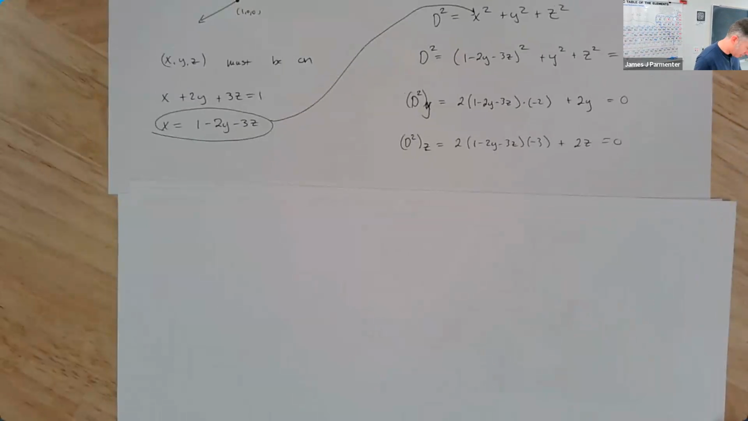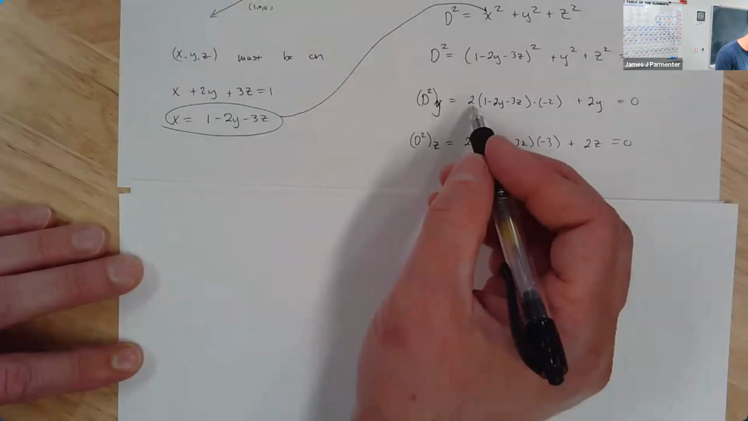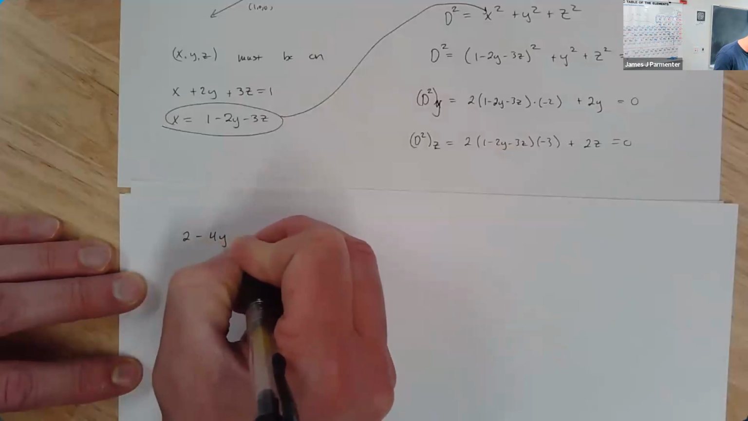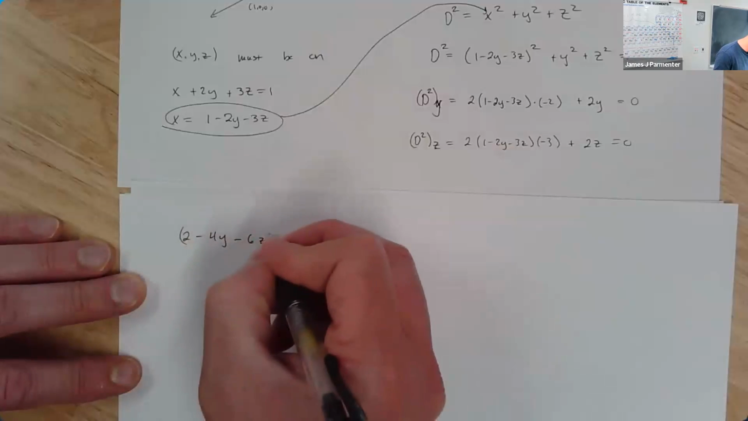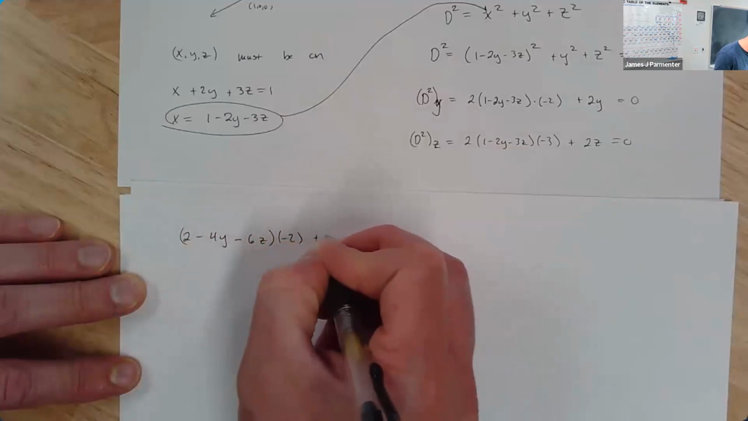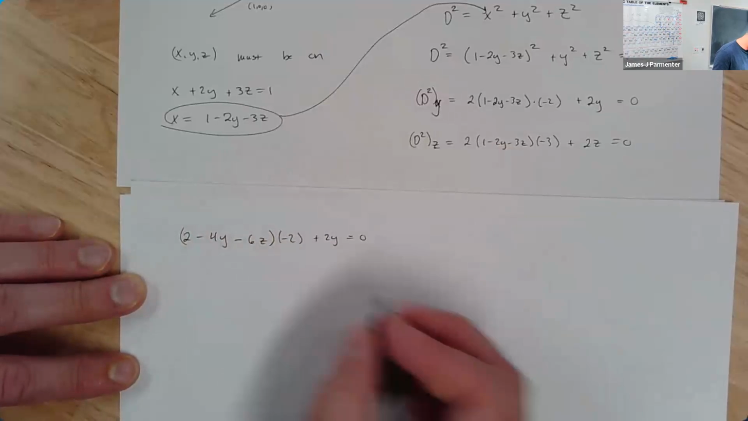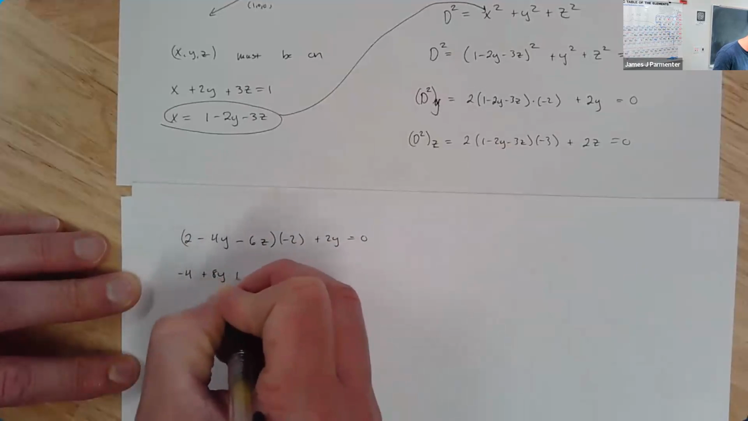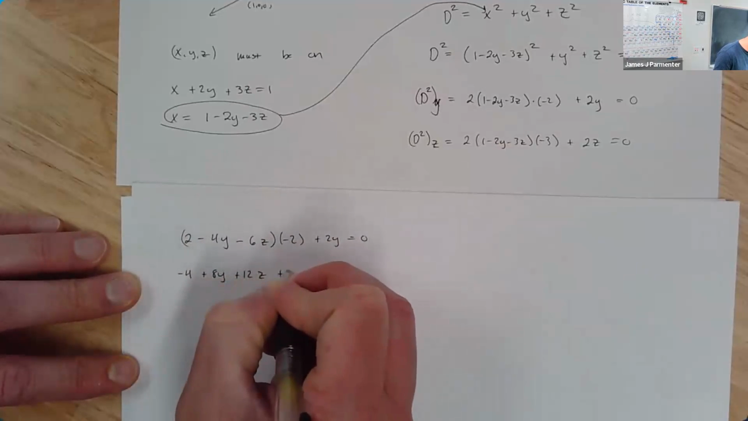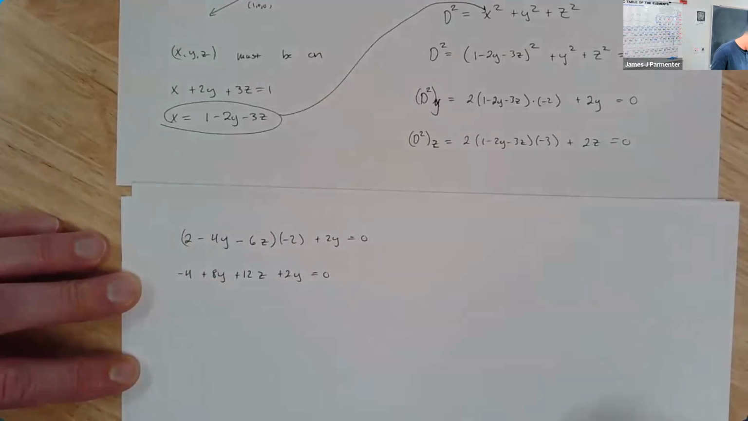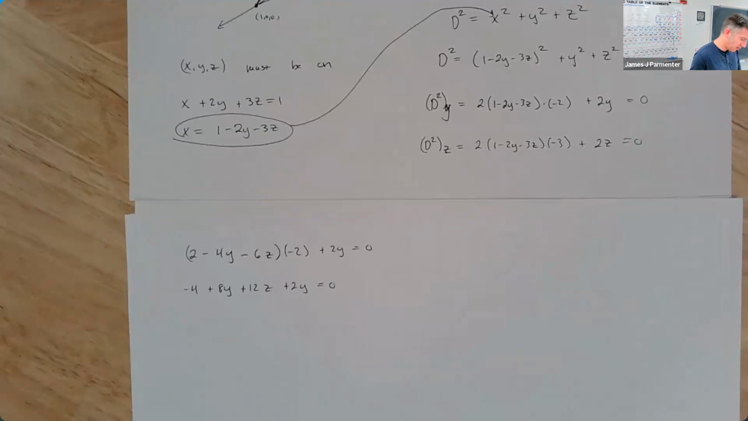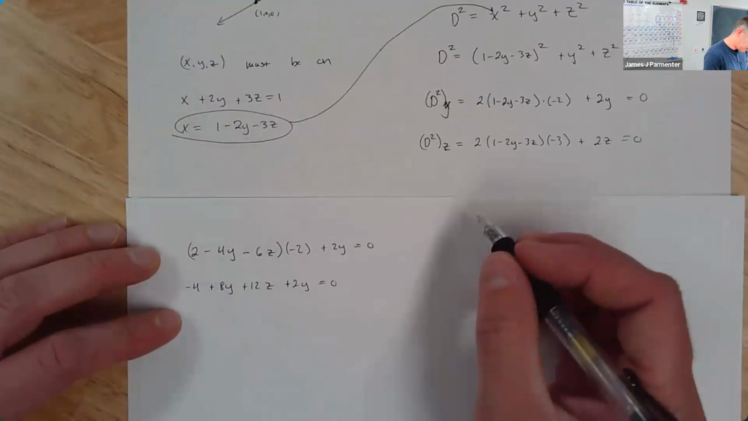So multiplying them out, my first one here is going to be 2 minus 4y minus 6z. Oops, I forgot about the -2 there. Plus 2y equal to 0. And if I multiply with the -2, I get -4 plus 8y plus 12z plus 2y equal to 0. And then you get to kind of just decide what you're going to solve for. Maybe we should just look at the other equation though. But maybe the other one's less terrible.